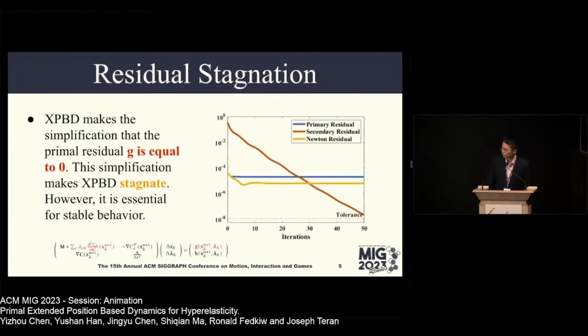So here I show a plot which tries to support what I was talking about. There are three curves on this plot: the primal residual, the secondary residual, and the true Newton residual of the system. As you can see, the red curve keeps going down over the number of iterations because the red curve corresponds to the H term in this system. It keeps going down because it is considered in XPBD's algorithm, but the blue line stays flat because it's the missing G term in the system. And eventually it makes the yellow curve stagnate because you need to reduce both the red curve and the blue curve so that the true residual would actually go down.